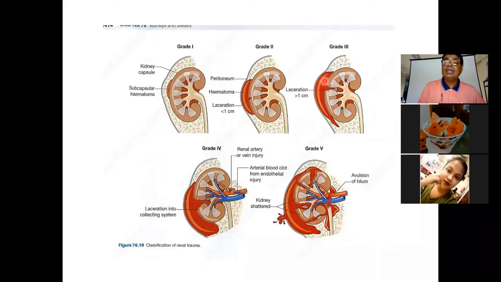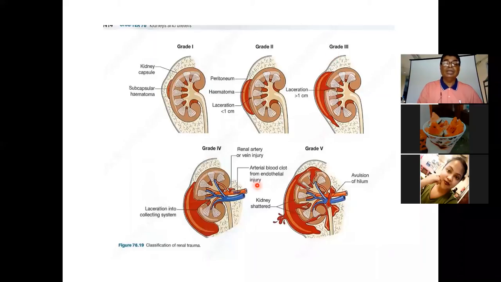But as there is a laceration more than 1 centimeter, quite a big laceration, and the kidney is very vascular, there will be a big hematoma here. Big hematoma. So if you get this sort of injury, we will label it grade 3 renal injury.